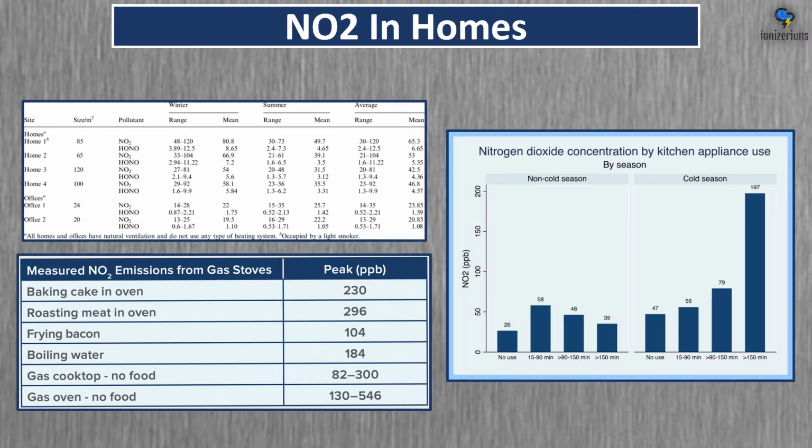In the right hand image, you can see during warmer season you have less NO2 in the air because your windows are probably going to be open. But in the winter, since your windows are probably closed, you're going to have much more NO2 in the home. So again, this is why we need ionizers, because instead of having 197 parts per billion NO2, you'll have 0.